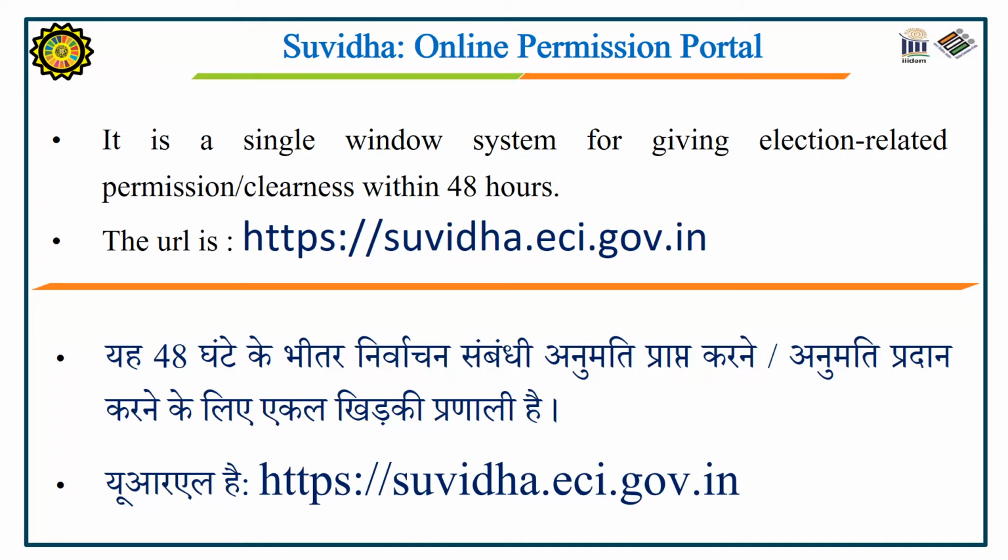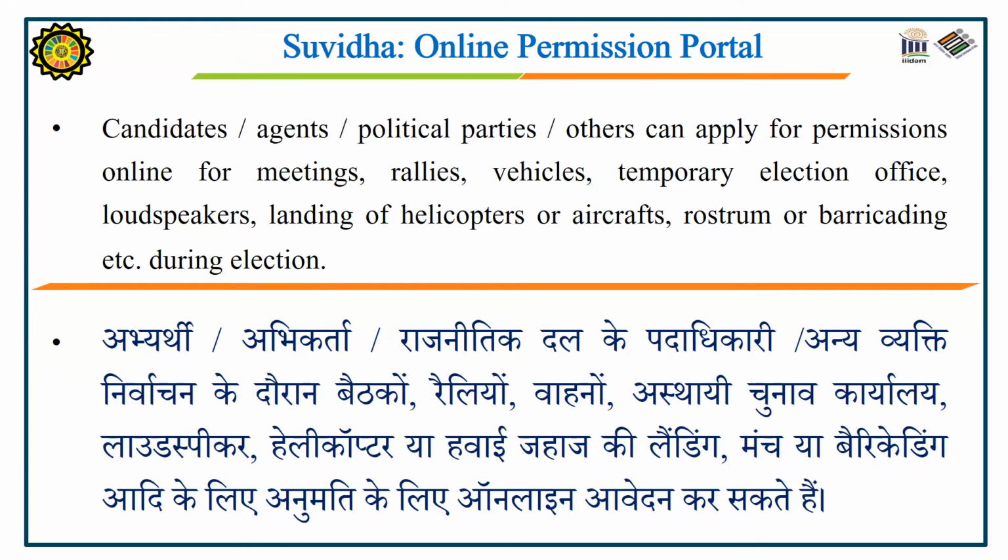It is a single window system for giving election related permissions clearance within 48 hours. The URL of the Suvidha portal is shown on the screen. Candidates, agents, political parties and others can apply for permissions online for meetings, rallies, vehicles, temporary election offices, loudspeakers, landing of helicopters or aircraft, for rostrum, barricading, etc. during election.